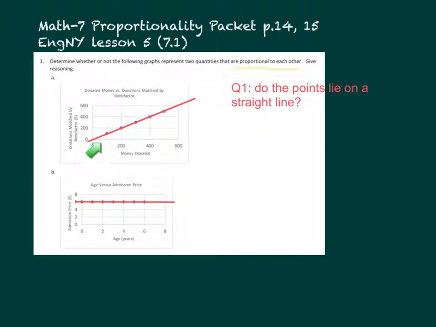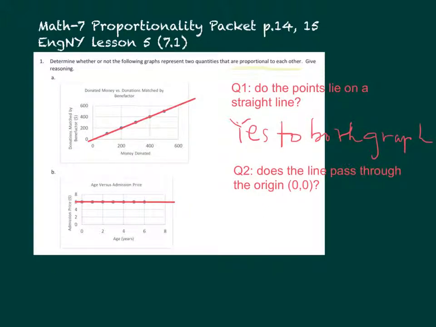Now you can see in graph A, all the points lie on a straight line. And in graph B, they also lie on a straight line. So I would say yes and yes on both counts, but there is one more question. So yes to both graphs. And now look at the second question.